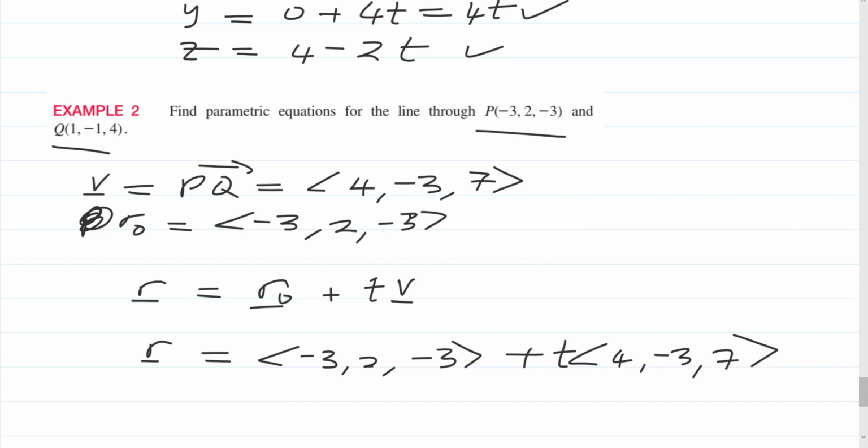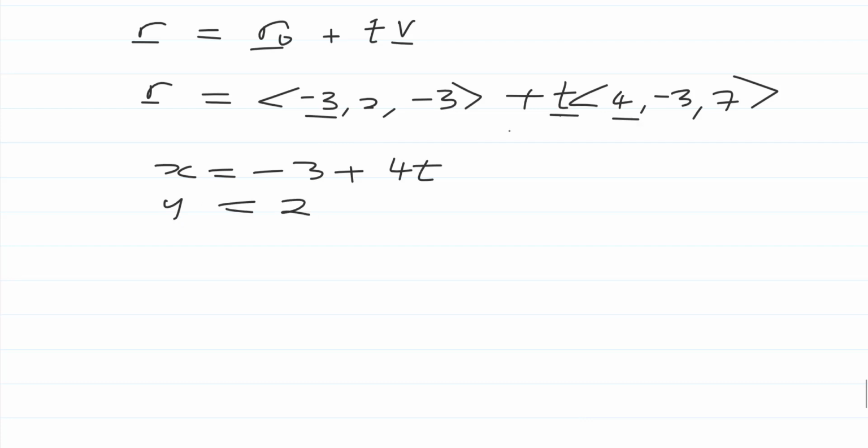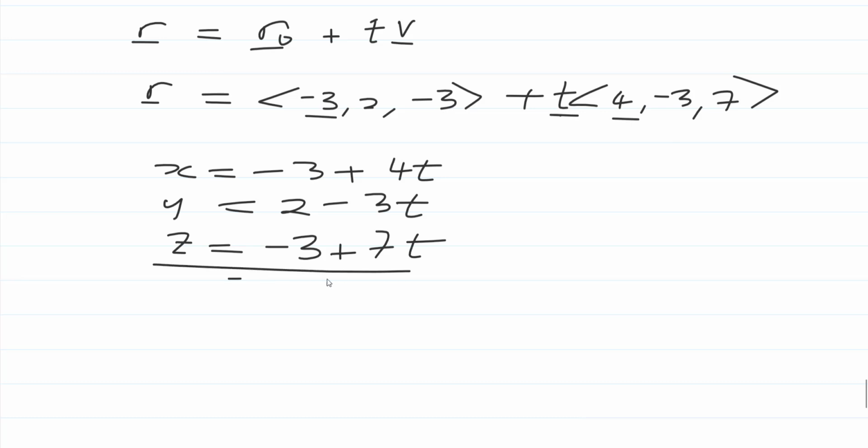Then we can get the parametric equations now by just getting the components. So the x part, x is equal to minus 3 plus what? Plus 4t, as you can see there. Then y will be 2 plus, but of course there's a minus there, so minus 3t. Then the z will be minus 3 there, plus t times 7, so plus 7t. So this is what we have in terms of parametric equations. So this is exactly how we describe a line in space.